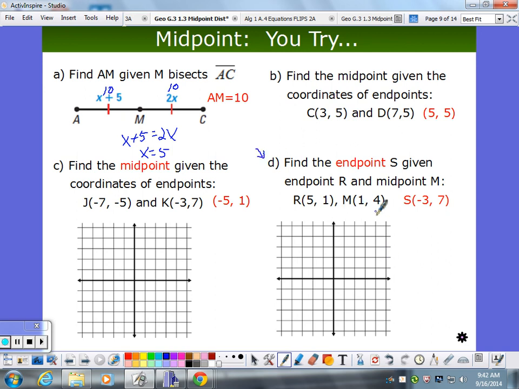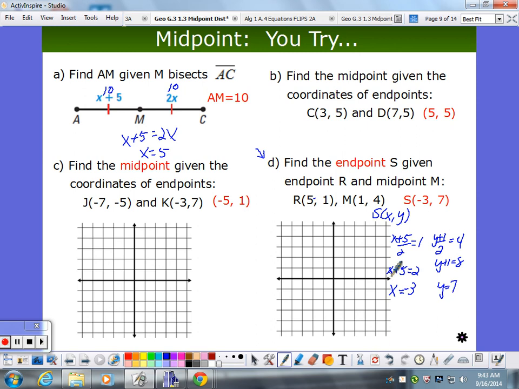So S is the thing I don't know, right? That's my X, Y. So that means X plus 5 over 2 is 1, right? And Y plus 1 over 2 is 4. That's set up right? So this one is X plus 5 is 2. So X equals -3. This one is Y plus 1 equals 8. So Y equals 7.